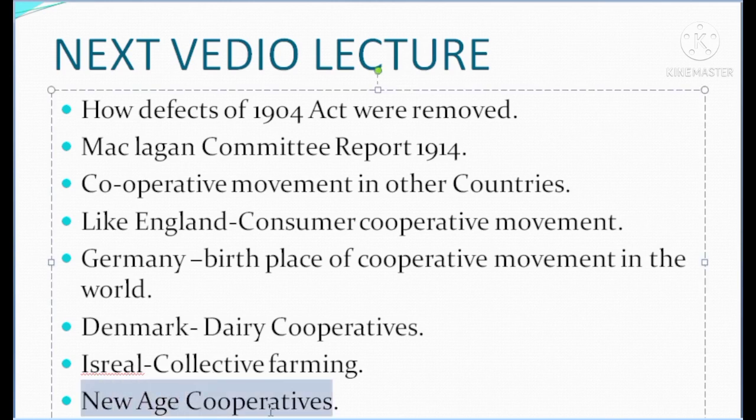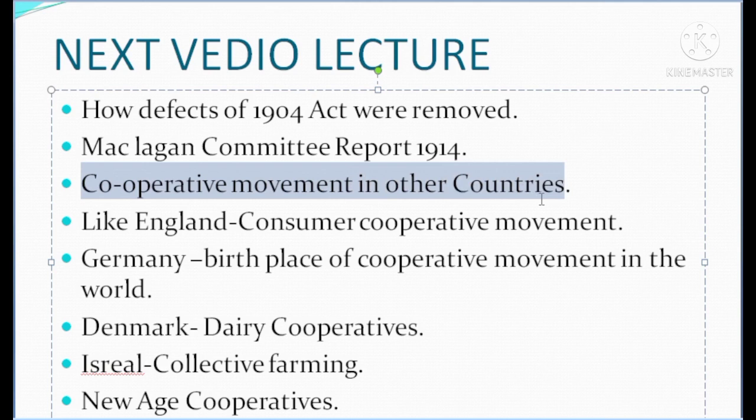As far as these 2 points are concerned, one is new age cooperatives. It is clearly mentioned in the syllabus, new age cooperatives. And second thing, cooperative movement in other countries. This is also clearly mentioned in the syllabus.